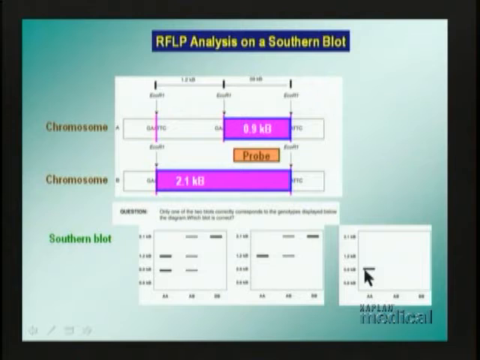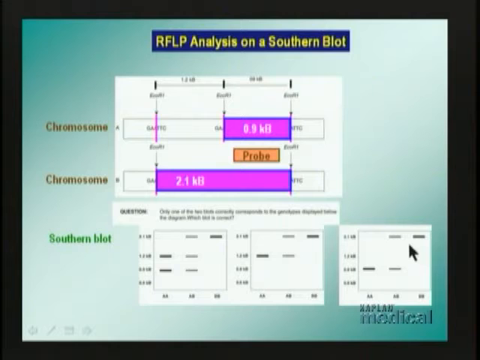In that case there'll be a band appearing at 0.9 kb in size, that's coming from chromosome A, and there'll be another band appearing at 2.1 kb in size that comes from chromosome B. If someone has a BB genotype, there'll be two overlapping bands at 2.1 kb in size.